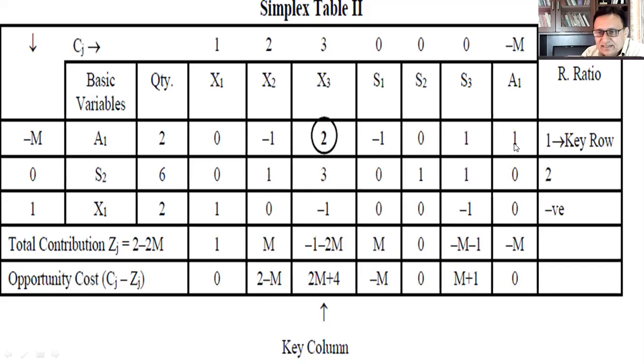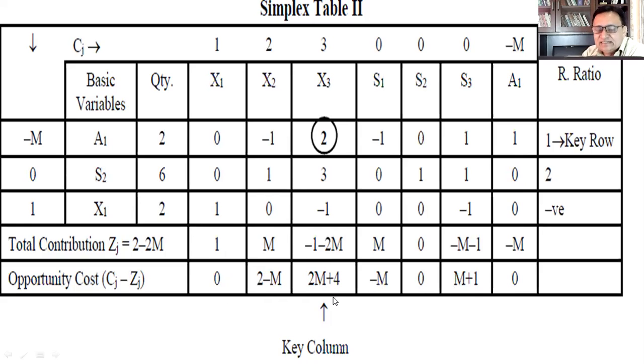So similarly under A1, we will find 1 multiplied by minus M, here 0, 0. So minus M will be there. The A1 column will not be formed, because once it is out, you need not create the column of the artificial variable. So again, the Cj minus Zj values will be found. You will find 2 minus M, 2M plus 4, minus M, 0, M plus 1.